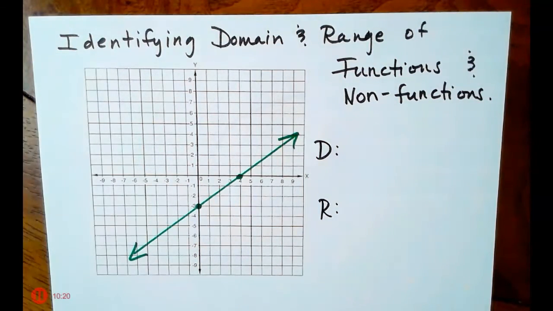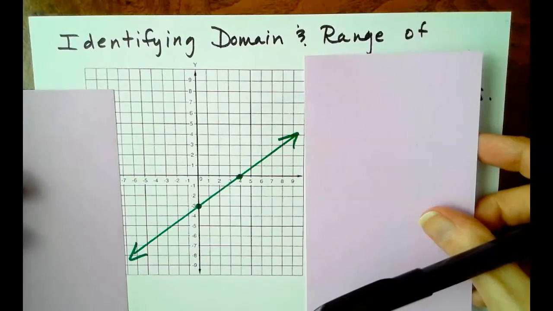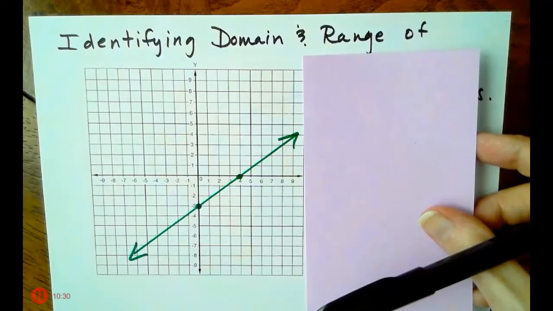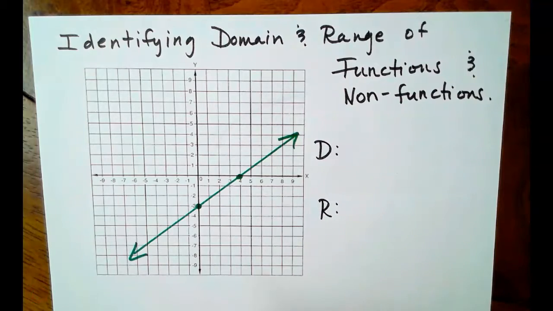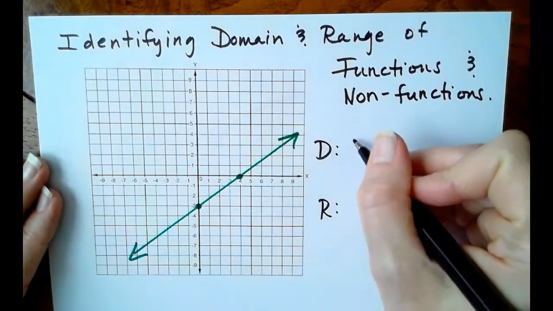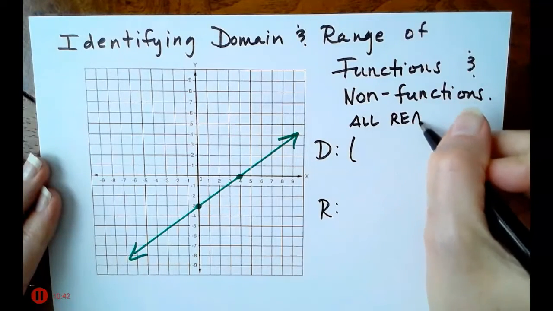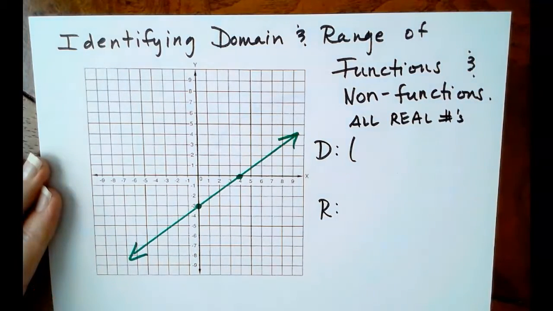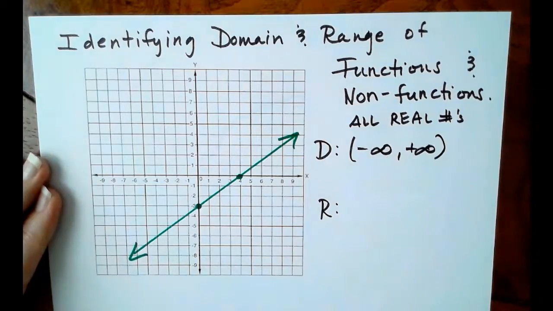So with my handy dandy index cards, I am going to try to close this thing in from the left and the right. Now, can I close it in if it has an arrow? No. On the left? No. On the right? No. So it is going to the left forever and it's going to the right forever. That means it has a domain that is all real numbers. And the easiest way to show all real numbers is with negative infinity to positive infinity.